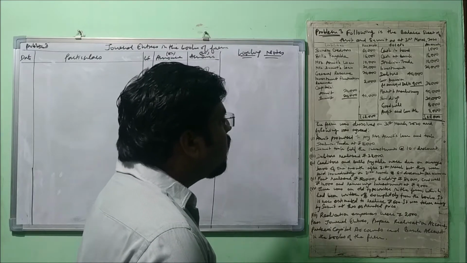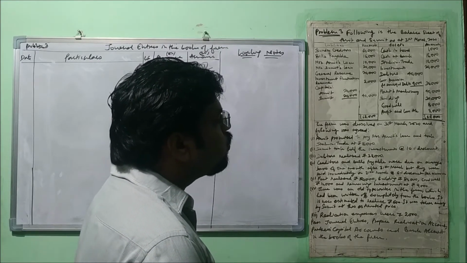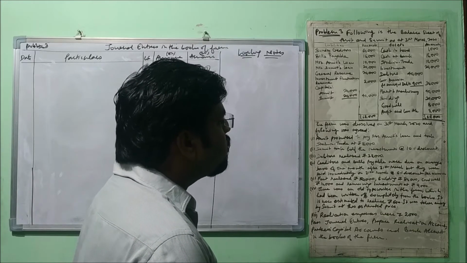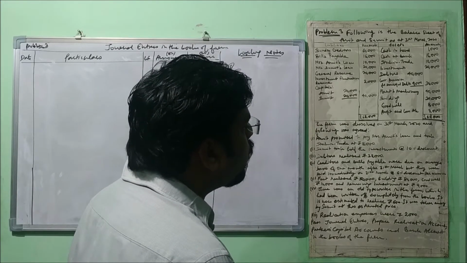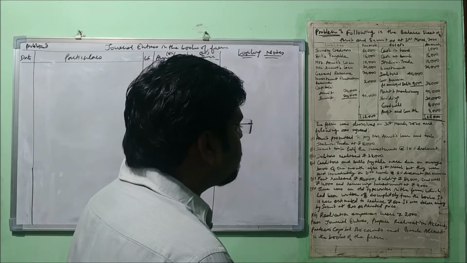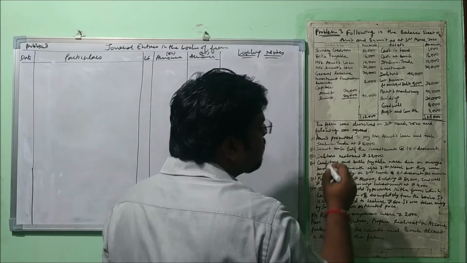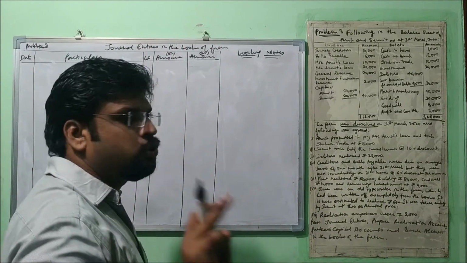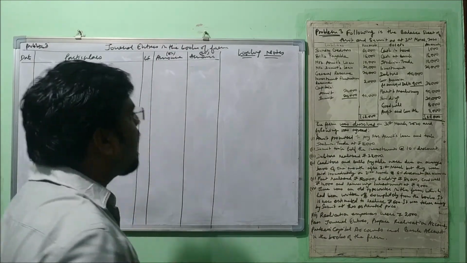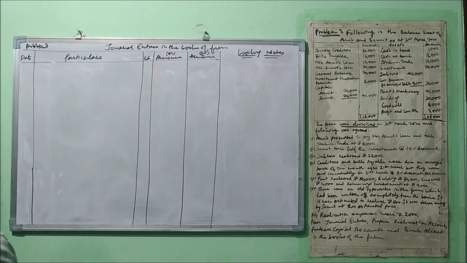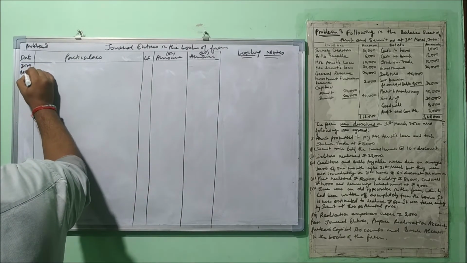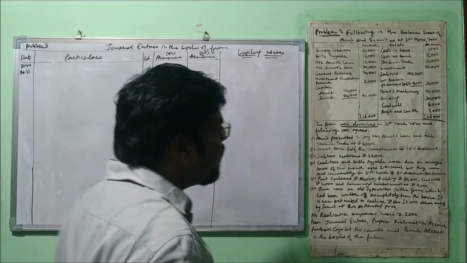The firm was dissolved on 31st March 2020 and the following was agreed. Amit promised to pay Mrs. Amit's loan and took stock in trade. See, as we read this point, the firm was dissolved. We need to pass two entries. I have already prepared the format of journal entries. Here the date will be 2020 March 31st. Two entries will be passed.